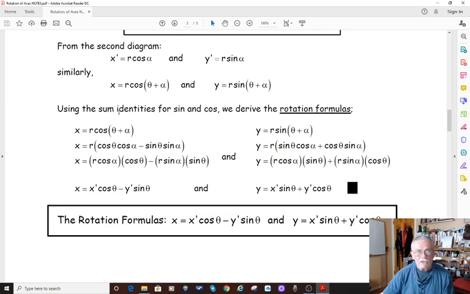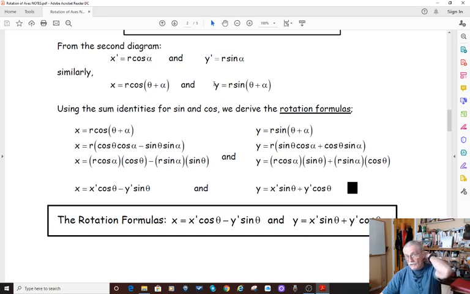Holy cow. So this is nothing other than x prime. And over here, we push the r through, you get r sine alpha, and look at that, r sine alpha is y prime. So this gives us x equals x prime cos theta minus y prime sine theta. And if we follow the same type of reasoning here, we get y equals x prime sine theta plus y prime cos theta. And these are called the rotation formulas, and we're going to use them.